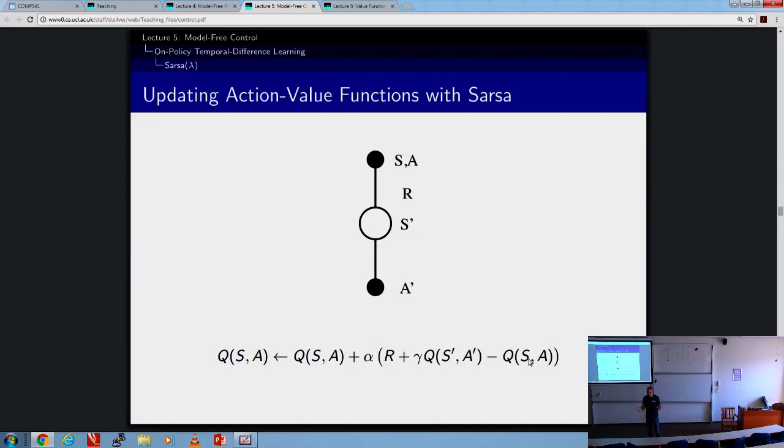That's TD. And if I use this for my policy evaluation, then this algorithm is known as SARSA, because of the way the letters are read from top to bottom. But it's basically the same policy iteration algorithm. It's just that we're using TD for the evaluation part instead of MC. Any questions?